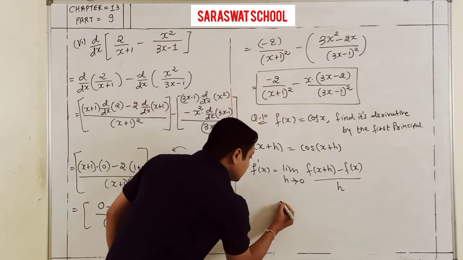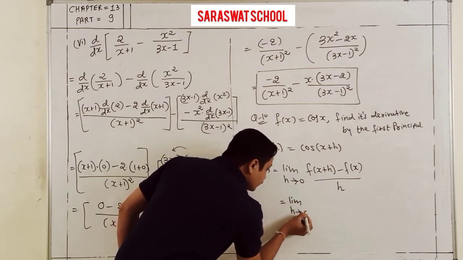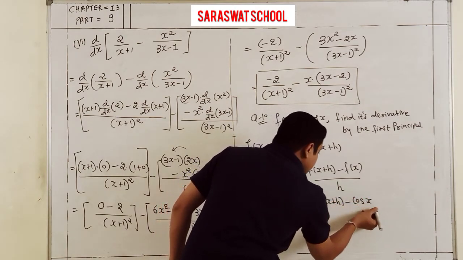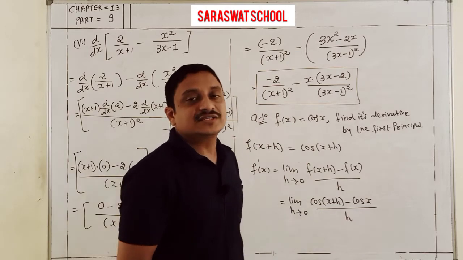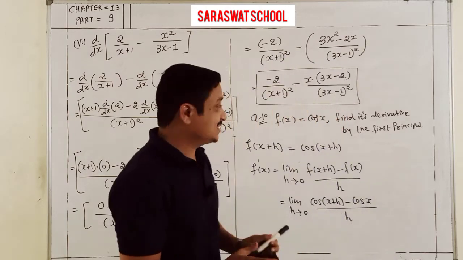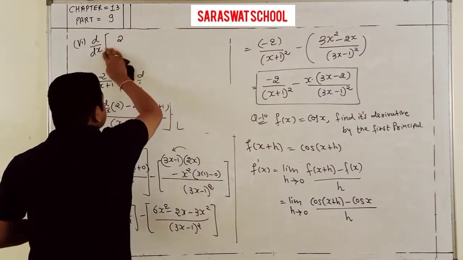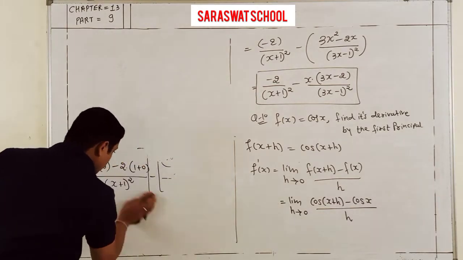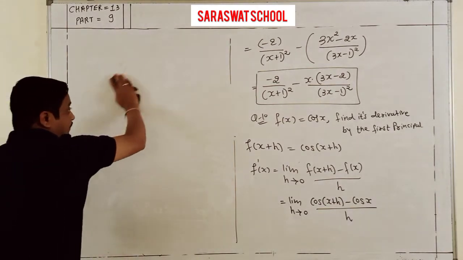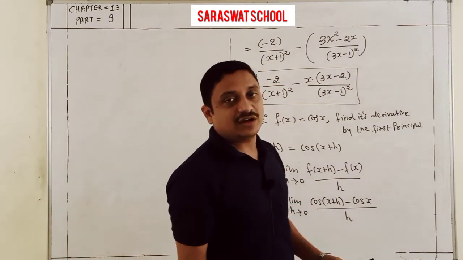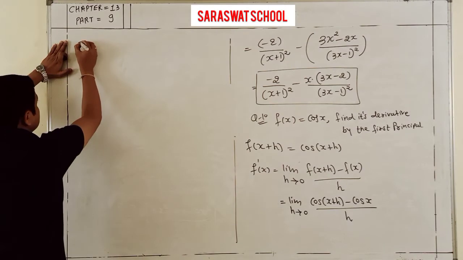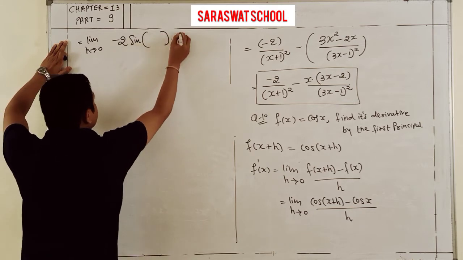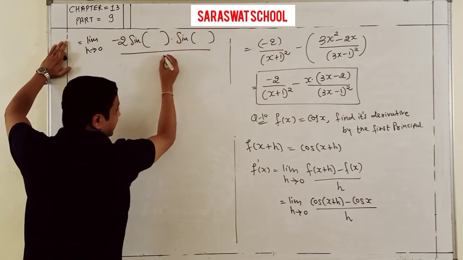So your value is the limit h tends to 0, cos of x plus h minus cos x by h. Just revise the formula: cos C minus cos D, which is minus 2 sin C plus D by 2 sin C minus D by 2, and operate those values. So I am just using here my trigonometry principle, cos minus cos is minus 2 sin sin, so limit h tends to 0 minus 2 sine of the sine, and divided by h is as it is.